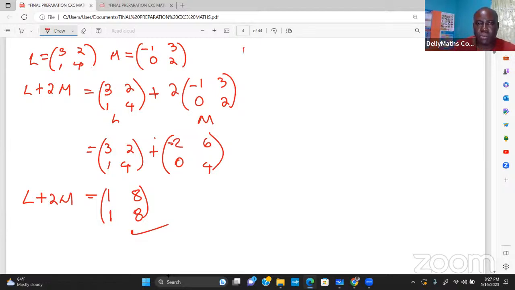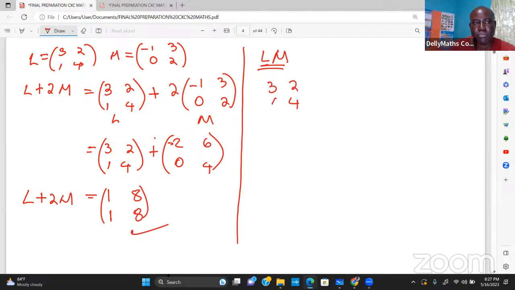Now the next one says that we need to do LM. LM, which means that we're going to find the product of that. So make sure that you put the right matrix first. L comes first, followed by M.